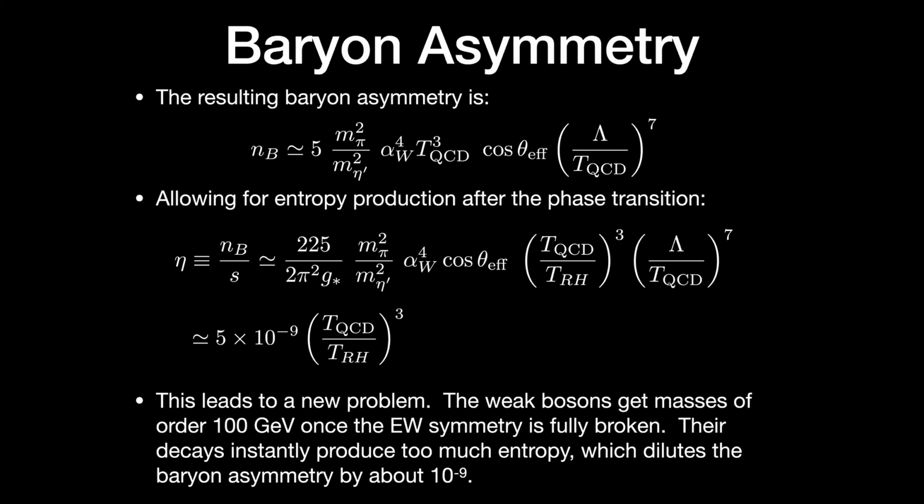So it seems like if there's not much entropy production such that the reheat temperature is really the same as T QCD, I would get sort of the right ballpark for the baryon asymmetry.